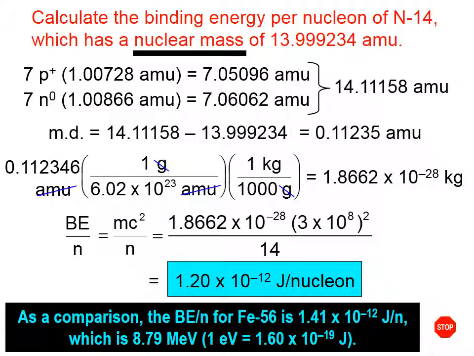Sometimes binding energy is reported in electron volts, or mega electron volts, or MeVs, or giga electron volts in the case of atom smashers and that sort of thing.